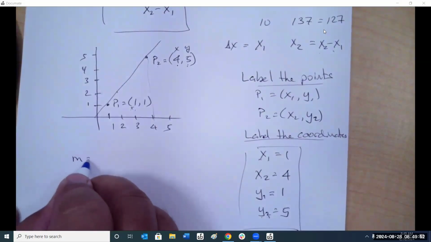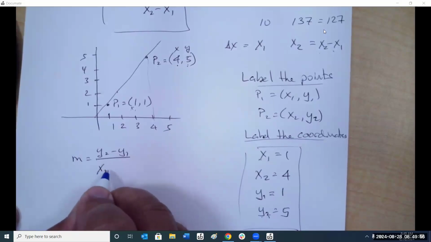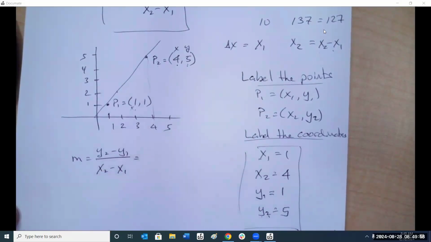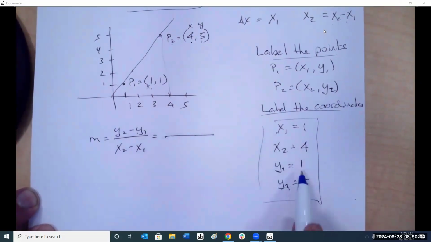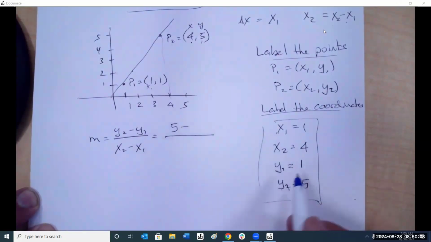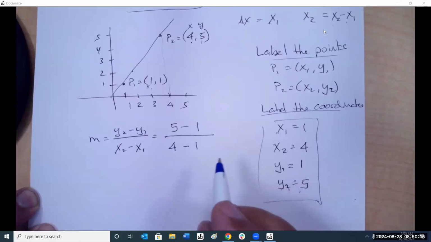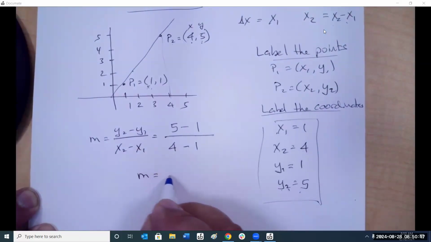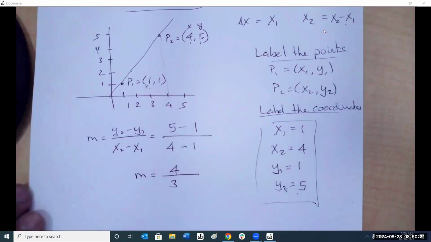Now we could find the slope. y2 minus y1 over x2 minus x1. Just refer back to what we just had. What is y2? 5. Minus y1, over x2 minus x1. Yes, there is your slope.